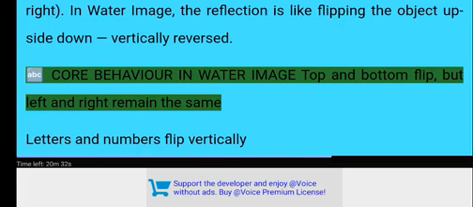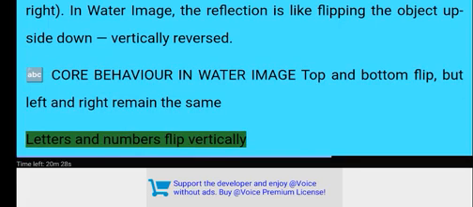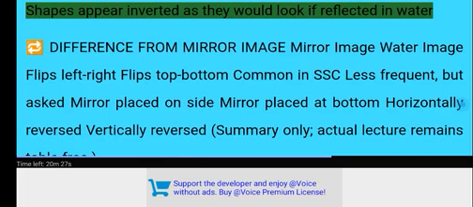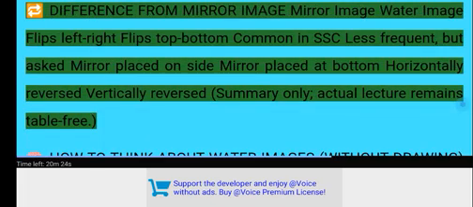Latin alphabet core behavior in water image: top and bottom flip, but left and right remain the same. Letters and numbers flip vertically. Shapes appear inverted as they would look if reflected in water. Difference from mirror image: mirror image flips left-right, water image flips top-bottom. Water image is less frequent in SSC, but asked. Mirror placed on the side gives horizontally reversed; mirror placed at the bottom gives vertically reversed.